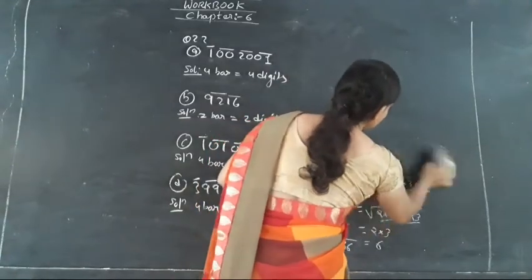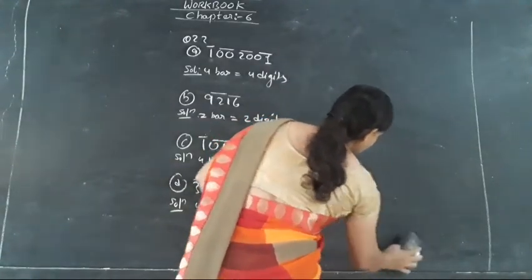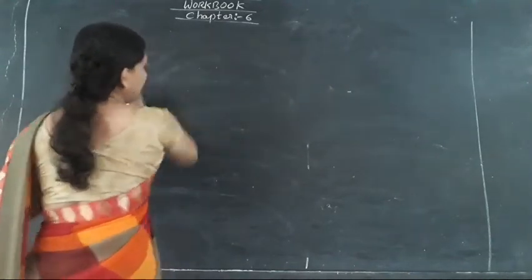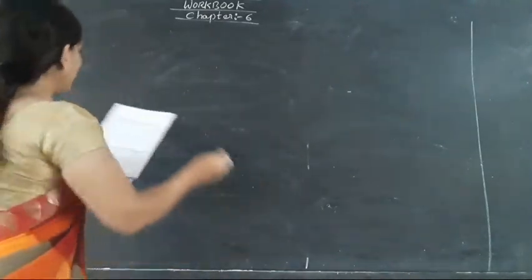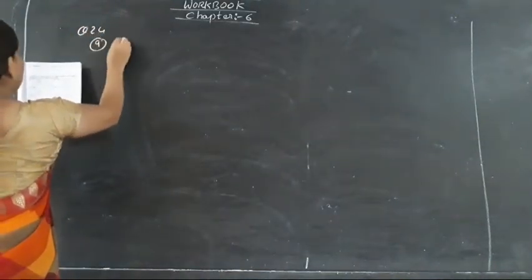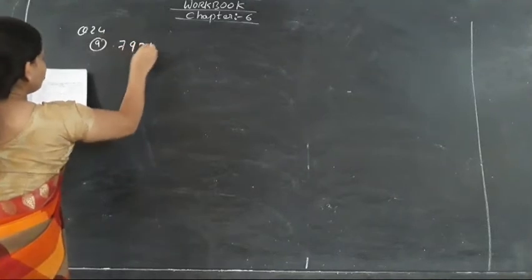We have to find the square root by the long division method. So look at how to find it by the long division method. Okay, question number 24, A part. A part I will do. The rest of the parts you have to do on your own.